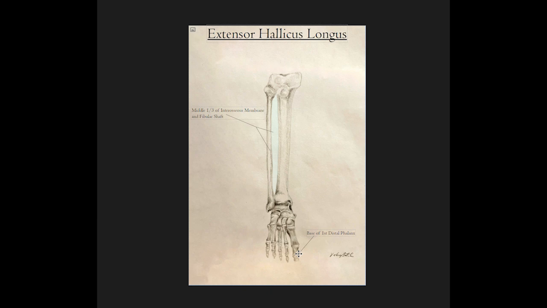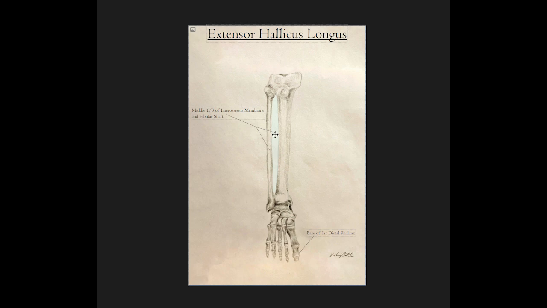Now, where does it originate? Similar to how we saw in the forearm that the radius and the ulna had an interosseous membrane that connects them, we have the same pattern here in the leg. You're going to see the tibia and the fibula connected to each other by an interosseous membrane. The interosseous membrane also serves as a site of attachment for these muscles. And this interosseous membrane, same as in the forearm, effectively separates the anterior compartment from the posterior compartment.